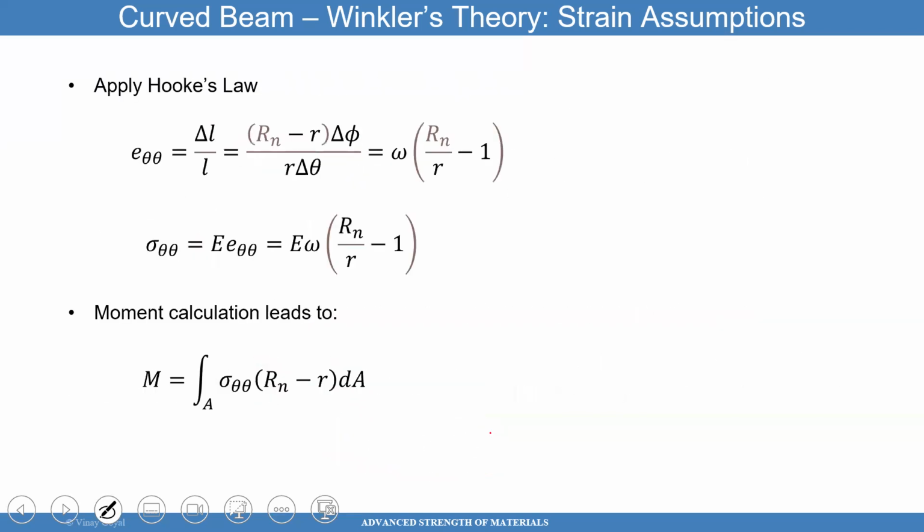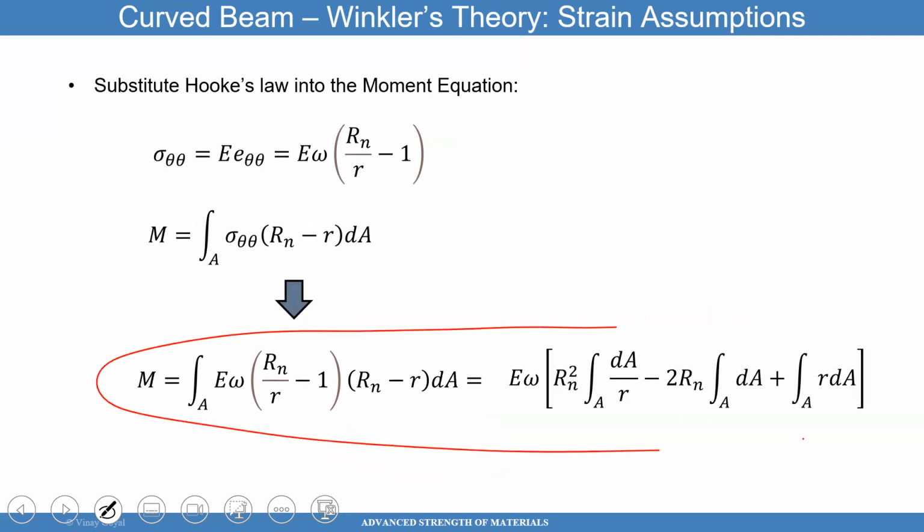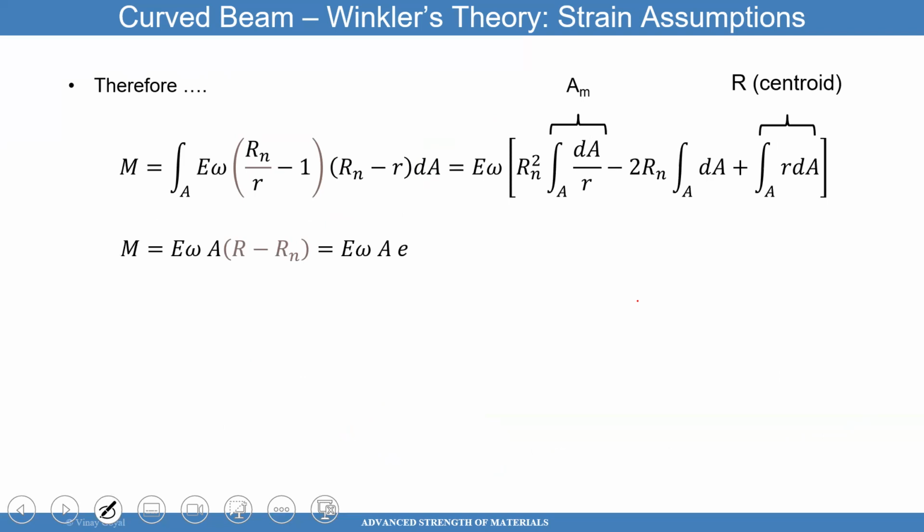Returning back to the moment equation that I had earlier, which I actually kind of covered, but I want to come back to this equation. This is Am, recall. I called that Am earlier. And this is A. This is R, that's the centroidal axis. We already covered that. Good.